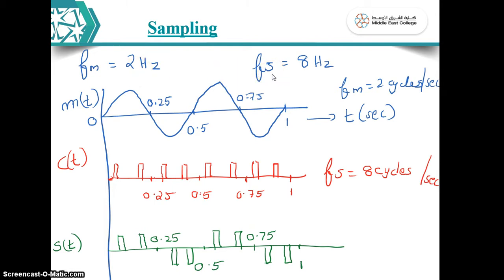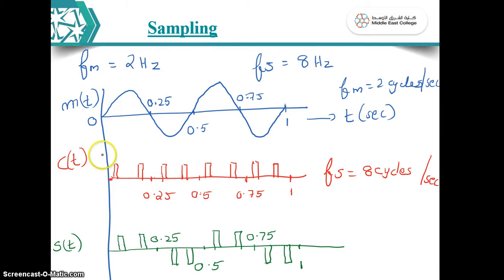Now, to make you understand sampling clearly, see here, Fs, the carrier pulse, I have taken as 8 Hz. That is 8 cycles per second, so in 1 second there are 8 pulses. Now, when you sample it, or modulate it, you just multiply the carrier and the message signal. So corresponding to these two, the corresponding amplitude of the sinusoid will come over here. Here it will come here. These two will come here.